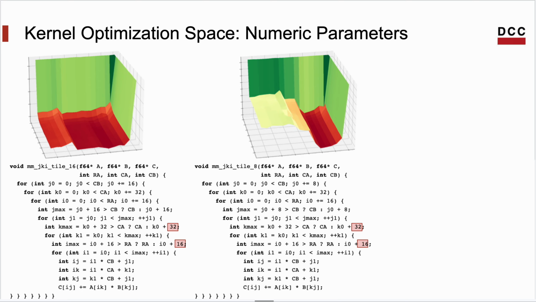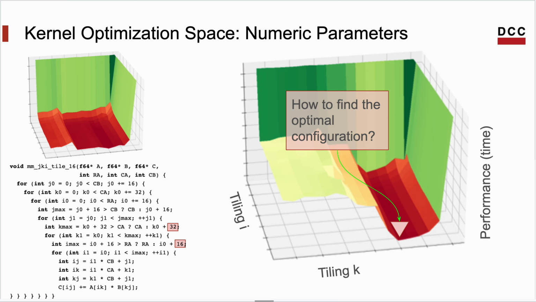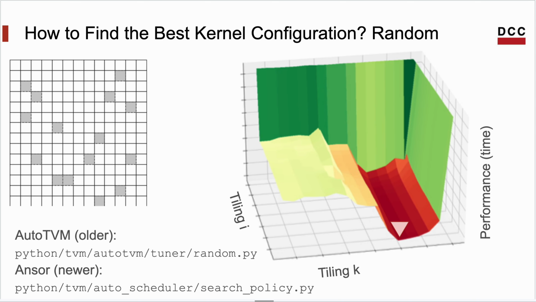As an example, here we are showing two of these spaces. In this case, the x and y-axis are the dimensions of the tiling window, and the z-axis is the performance of the kernel if we run it with that parameterization. Well, if we have this search space, an obvious question is how we can find the best configuration of parameters. That would give us the minimal point in the performance curve.